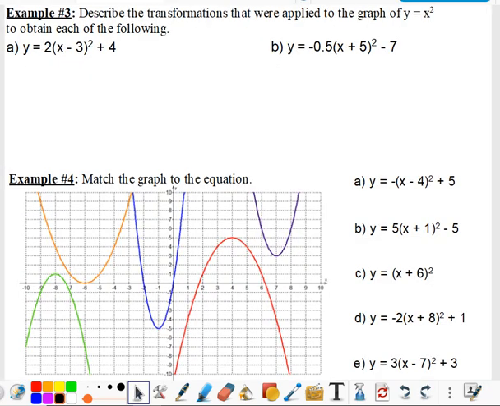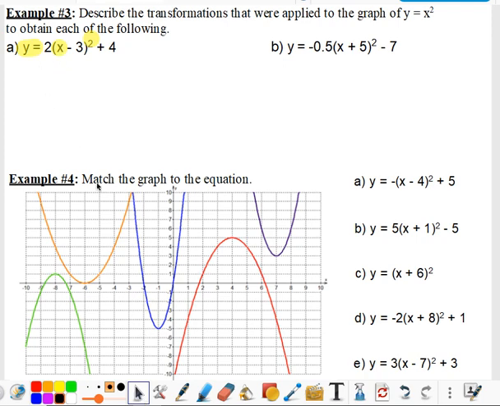Example number 3, it's very much the opposite of example number 2. In this case, they're asking us to describe in words the transformations that were applied to the graph of y equals x squared to obtain, and I noticed my spelling error with a P, obtain each of the following. So, if we had y equals x squared, and we used this technique before, notice that we have the 2 that is not highlighted, the 3 that's not highlighted, and this 4 that's not highlighted. So that kind of indicates some things that happened to the parabola.